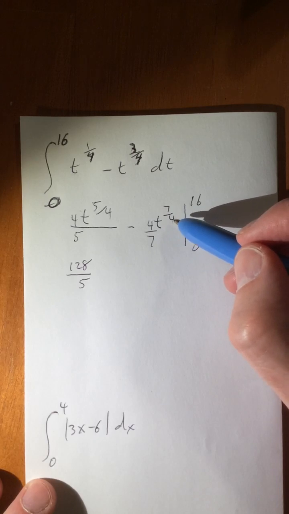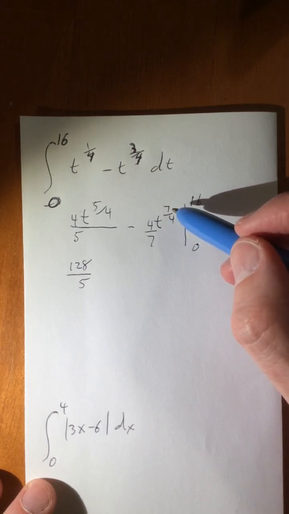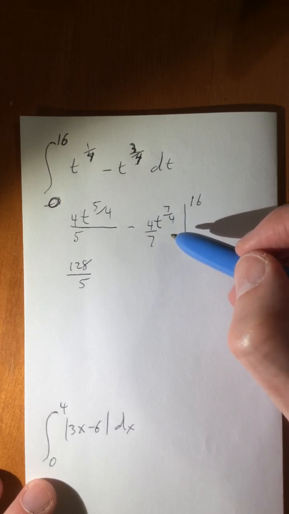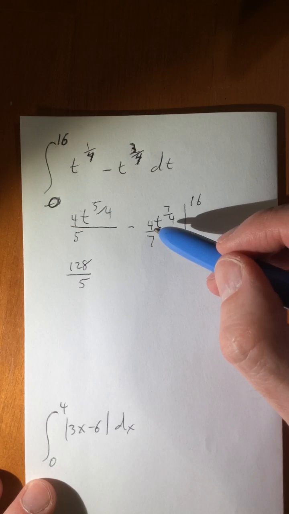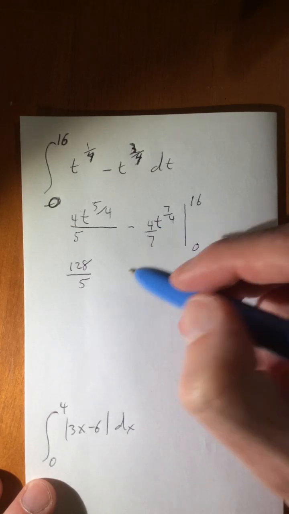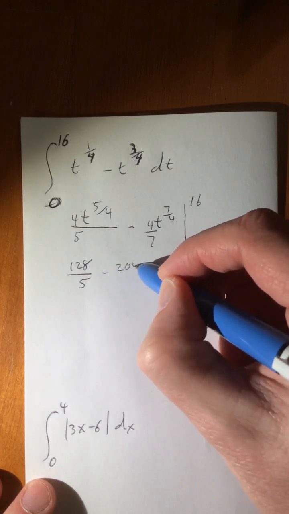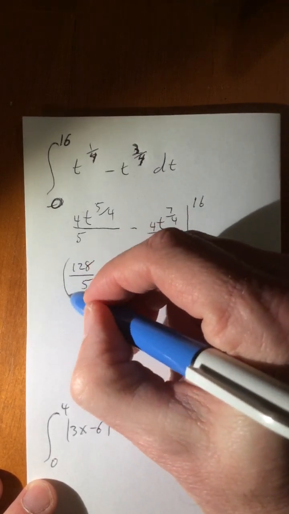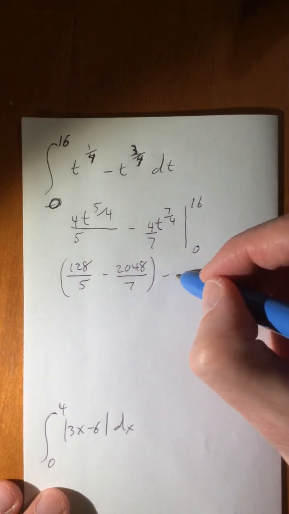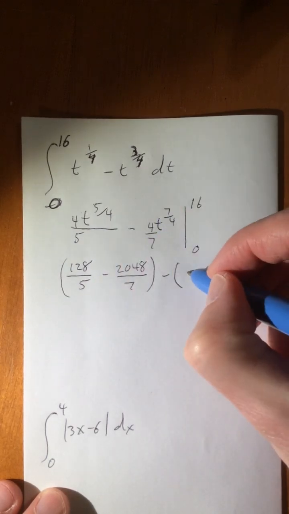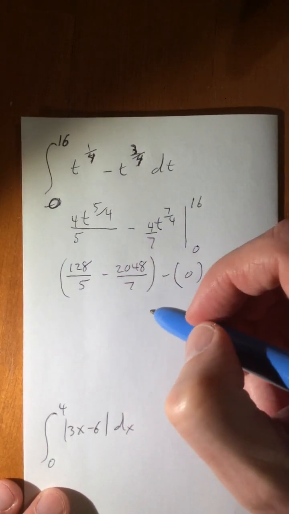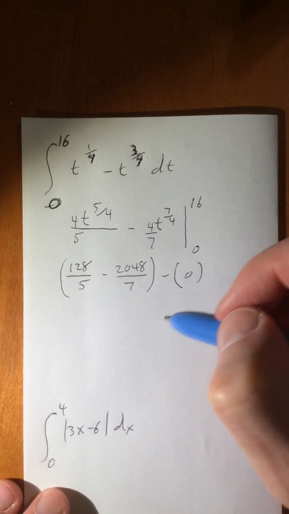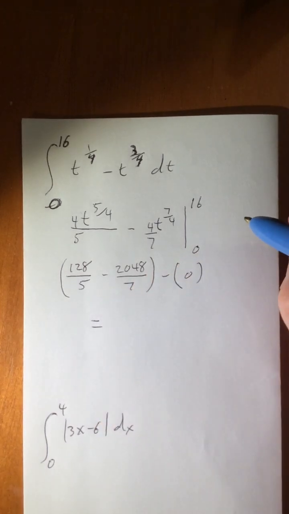4th root of 16 is 2, to the 7th is, crap, I didn't think about that. 128, 256, 512. Damn it, 512 times 4 is 2048 over 7. Minus 2048 over 7. I may have needed to vet this problem before I actually gave it to you. Plugging in zeros, and so we get minus 0. Again, find the common denominator, do the work, and you'll be fine with an answer.